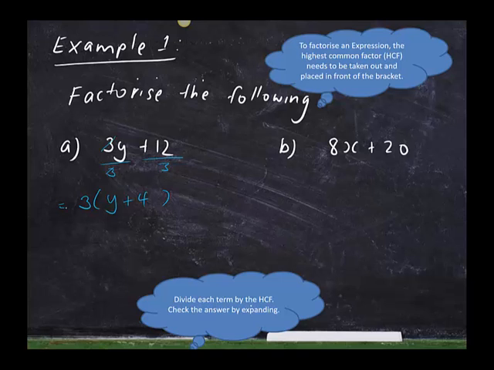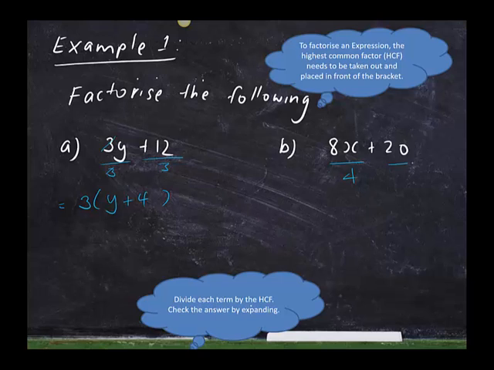The next one, 8x and 20. What goes into both 8x and 20? Well, they've both got factors of 4. They have factors of 2 also, but we want the highest common factor, so the highest number that goes into both, and that is 4.